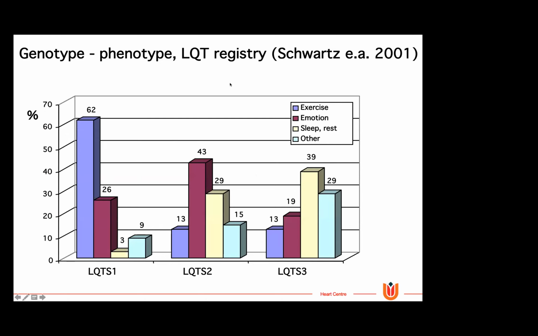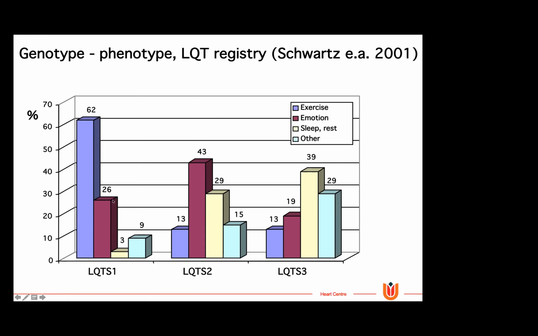So this is an important paper also from the LongQT registry, the same registry that Dr. Zariba discussed, but the first author on this paper is Dr. Schwartz, who co-founded the registry with Dr. Moss 40 years ago. This paper was published in 2001, and this is on the triggers for cardiac events. So what was the patient doing at the moment he had a syncopal event? And the different subtypes are here, LQT1, LQT2, LQT3. And in blue, you can see that exercise, the patient was performing exercise at the moment of a cardiac event.